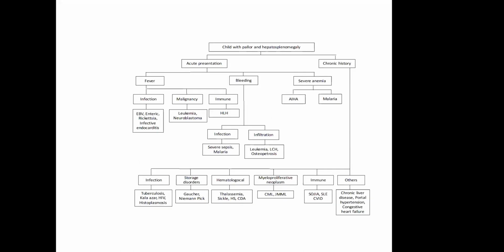Whenever you have a child with hepatosplenomegaly, you worry about whether this is an acute presentation or a chronic presentation. If it's an acute presentation, look at infections, look at bleeding, look at malaria or AIHA. But if this is a chronic history of hepatosplenomegaly, then I think more of hematological causes or a myeloproliferative disorder or some other chronic infections.